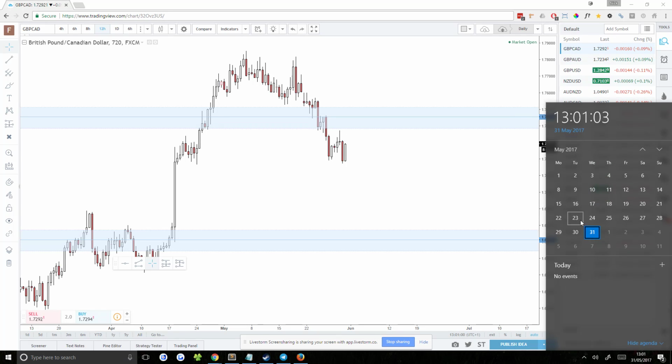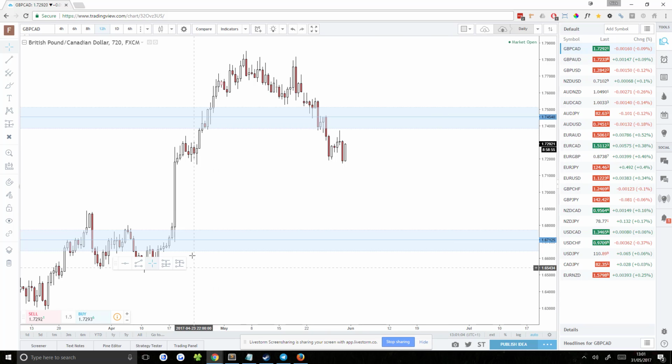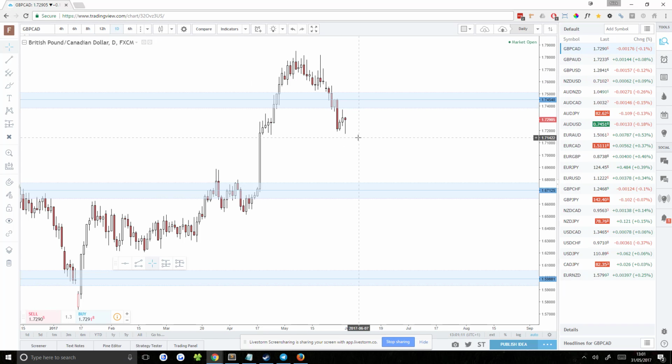Today is Wednesday, the 31st of May, 2017. The time is 13:01 here in the UK. You're looking at a GBPCAD 12-hour chart. Let's go up to the daily. Let's get started with the analysis.